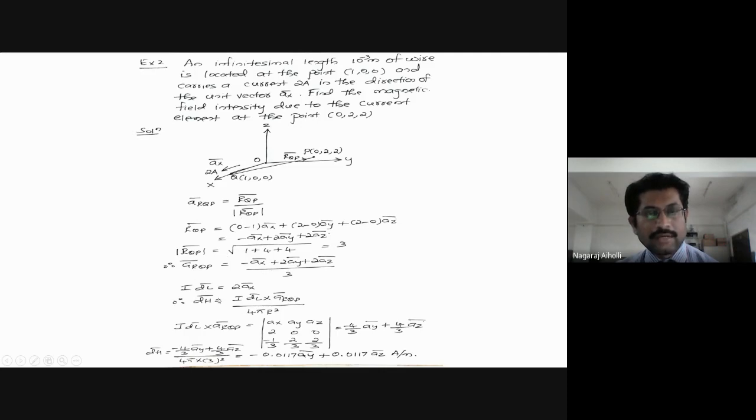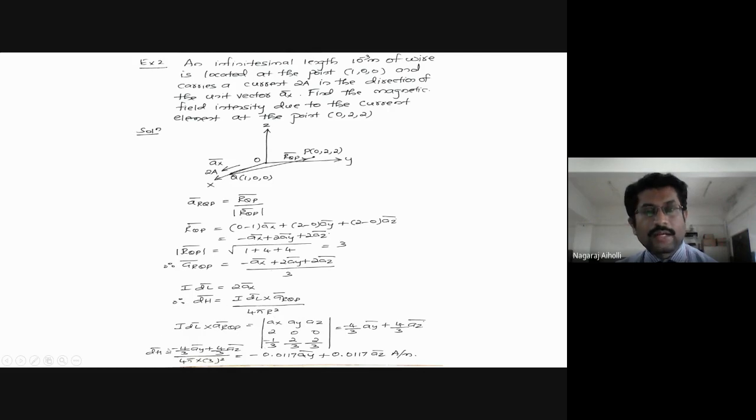Then I dl bar is 2 aX bar, because it is lying on the X axis. Therefore, dH bar is equal to, according to the Biot-Savart law, remember the formula, dH bar is given by I dl bar cross aR12 bar, or aRQP bar, divided by 4 pi R12 squared, or 4 pi R squared. That is I dl bar cross aRQP bar, a cross product.